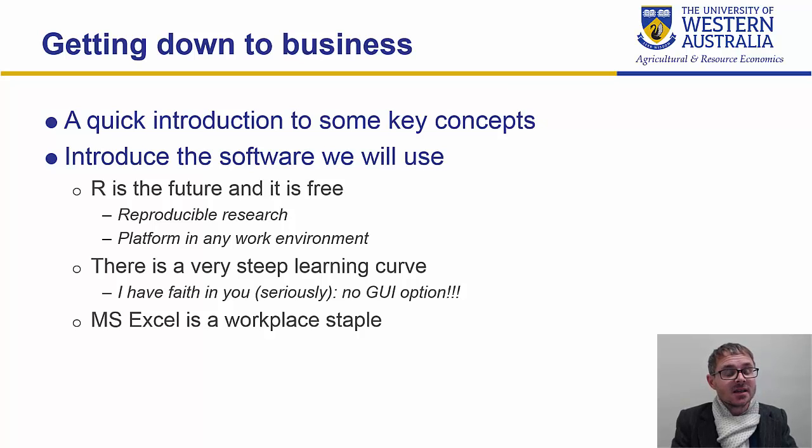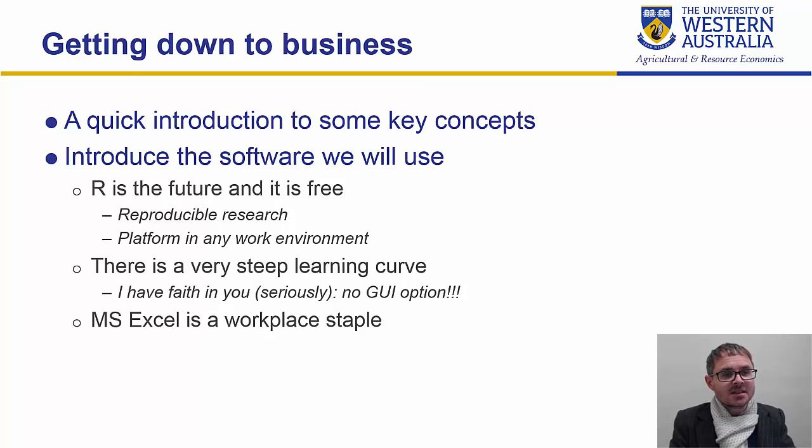Now R is open source, which means it's free. And if you're interested in becoming a scientist or doing some work, one of the great things about this is it means that you can share on a common platform and your research can be reproducible. And that's a really important thing.